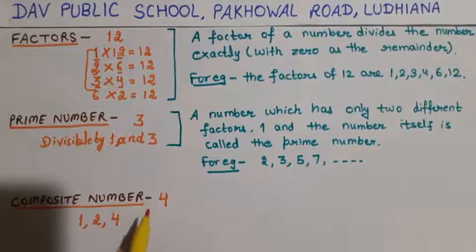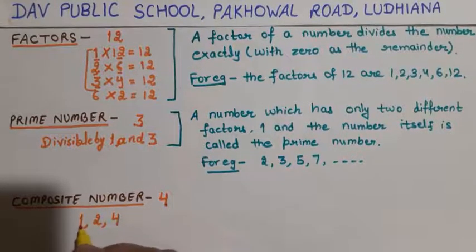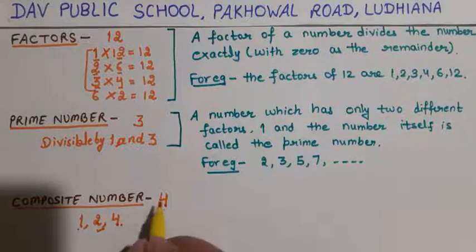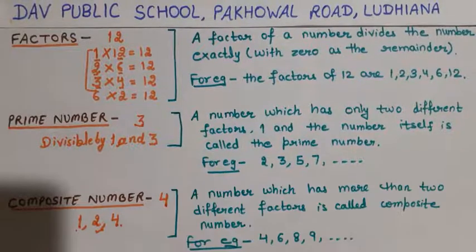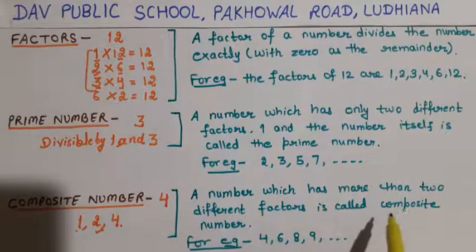Right? It means 4 has factors other than 1 and itself. Right? It has 2 also as its factor. So it means it has more than 2 factors. So 4 is a composite number. So a number which has more than 2 different factors is called a composite number. For example, 4, 6, 8, 9 and so on. These all are composite numbers.